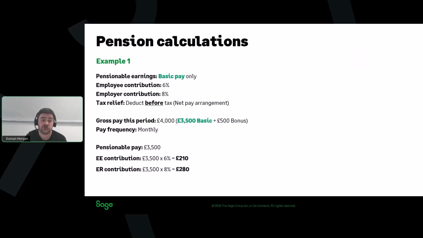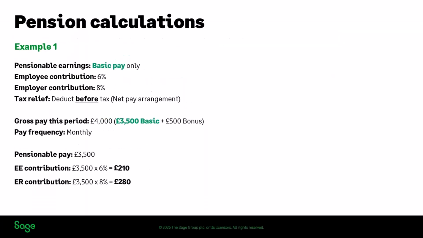The employer contribution is £3,500 times 8%, which in this example will be £280. And just to bring that to life, by showing you this in Payroll, let's just jump over to our Payroll software.